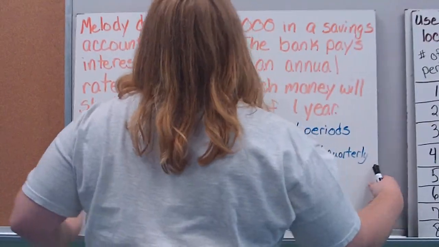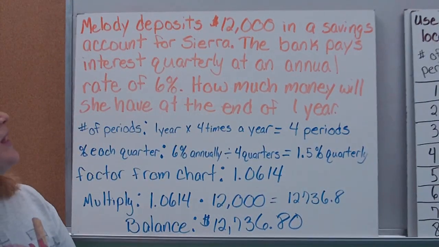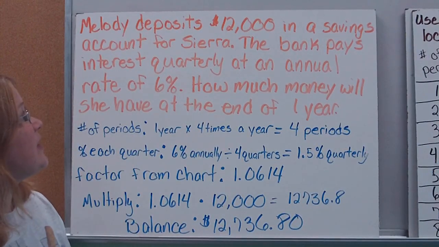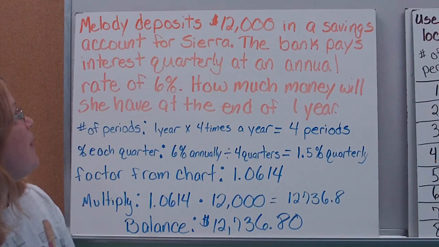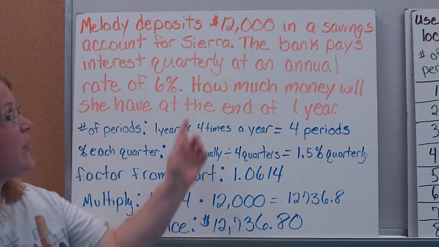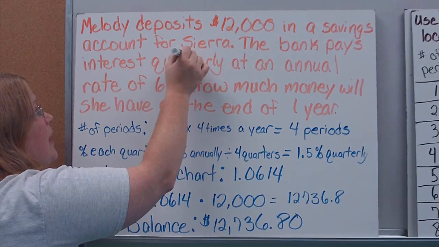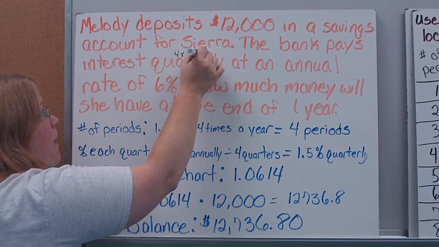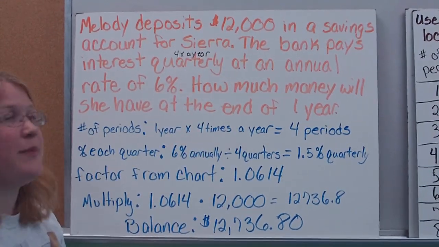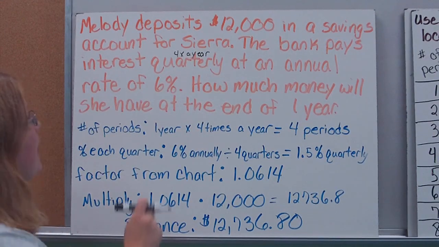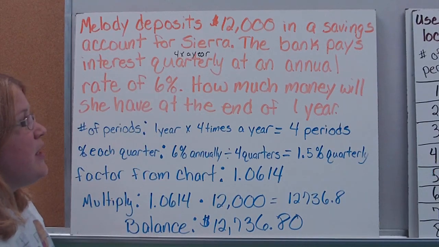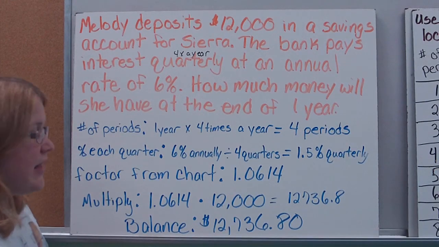So, for example here, Melody deposits $12,000 in a savings account for Sierra. The bank pays interest quarterly, so here I know that means 4 times a year. Quarterly means 4 times each year. At an annual rate of 6%. So how much money will she have at the end of 1 year?